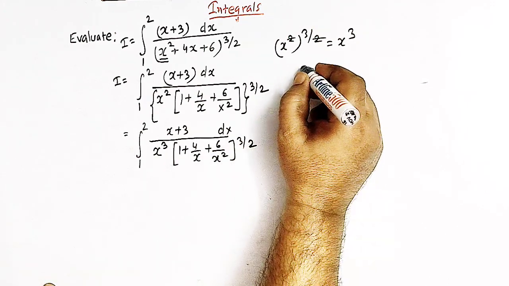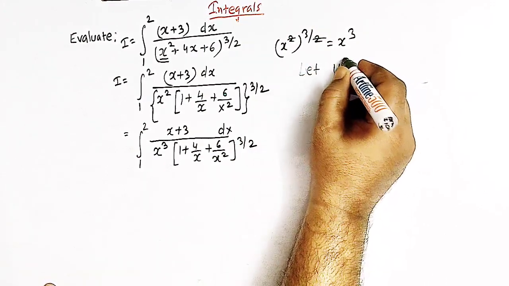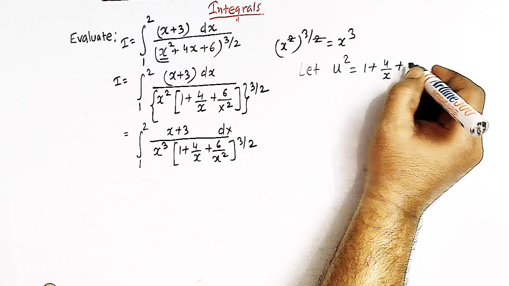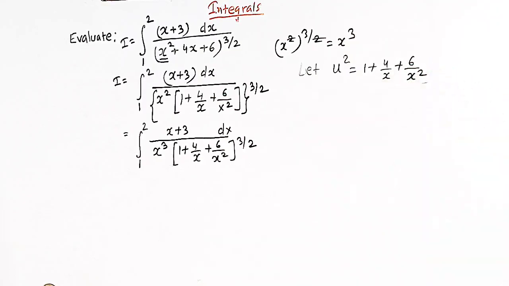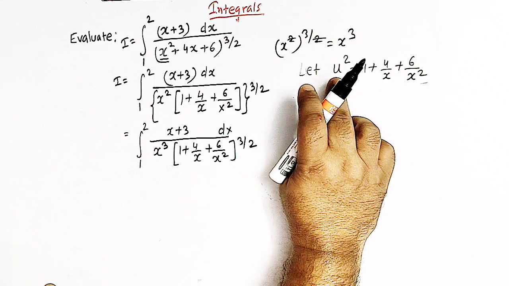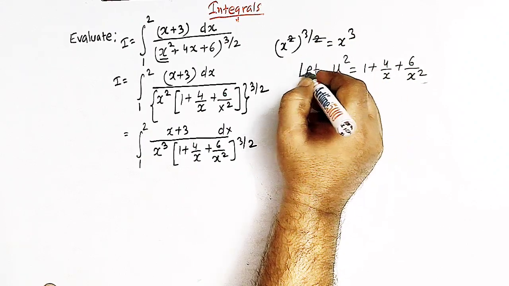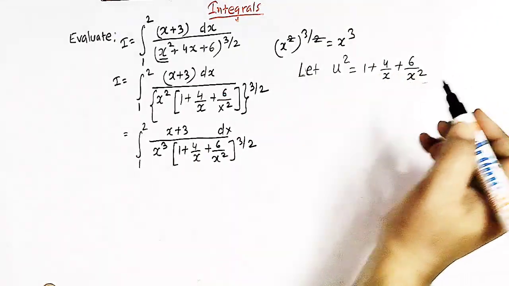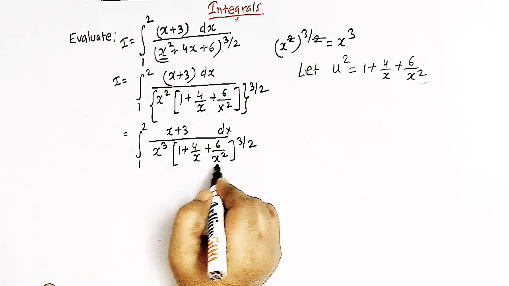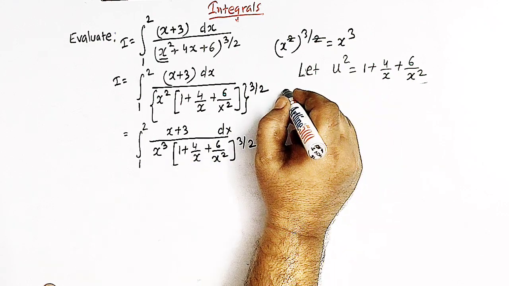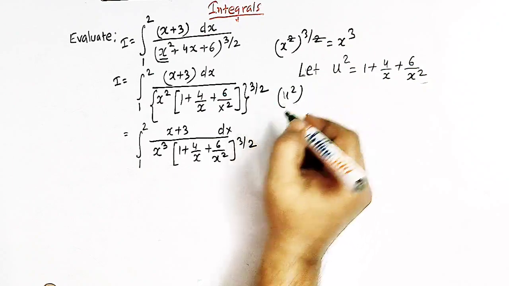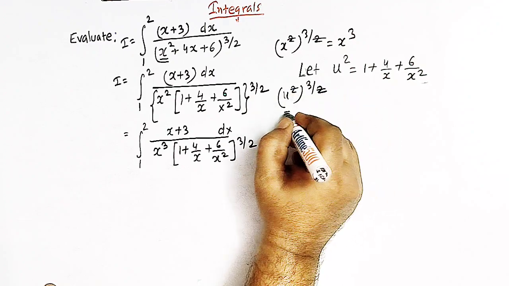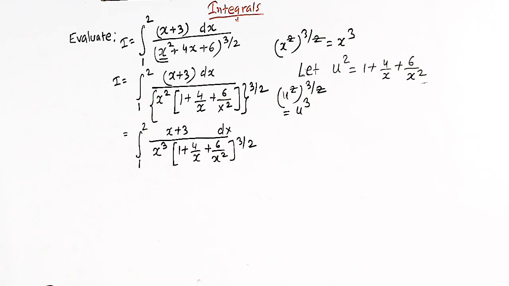So now let us take u square equal to 1 plus 4 over x plus 6 over x square, right? So here I will make this substitution, that is u square is equal to 1 plus 4 over x plus 6 over x square, because when we take u square over here, then see what we get. We have u square raised to 3 over 2, so this 2 and this 2 get cancelled and we are left with simply u cube, right?